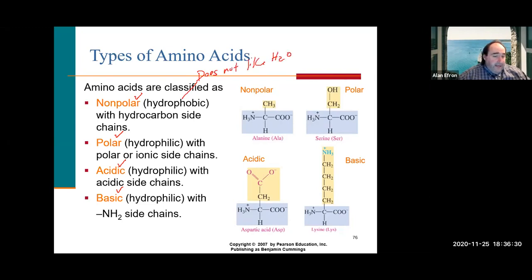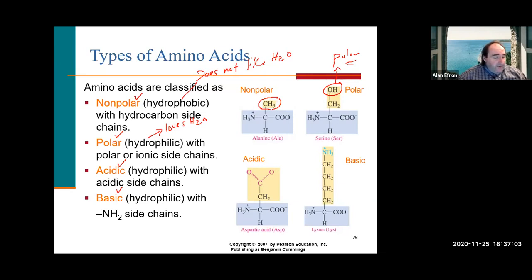It usually will contain just hydrocarbons, so carbons and hydrogens. So on our side group here, we pretty much see carbons and hydrogens. That should tell you that it's a non-polar amino acid. Polar amino acids are hydrophilic, which means they love water. They typically will contain polar or ionic side chains. So if we look over here, we have an OH group. That is a polar group, and it would be a polar amino acid.